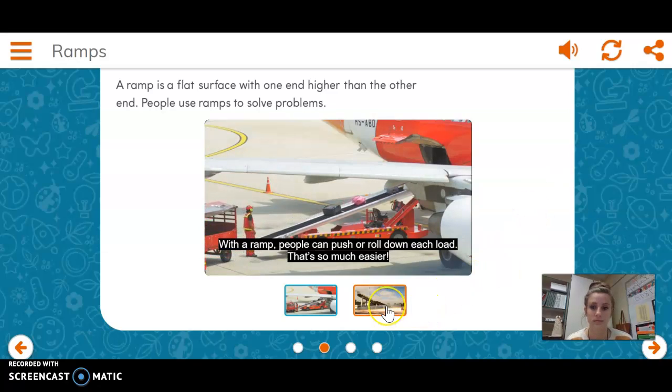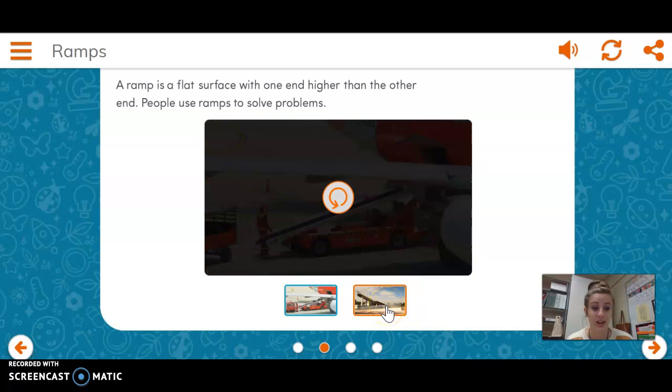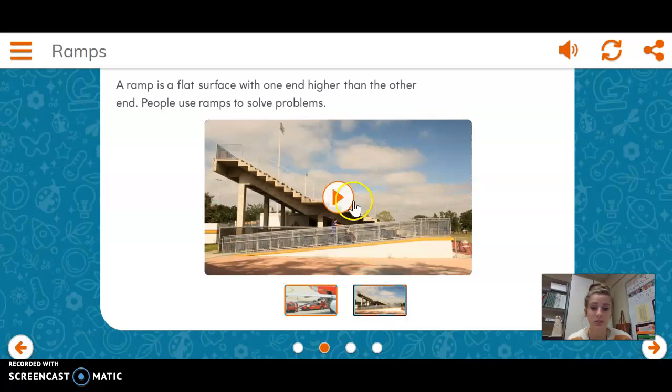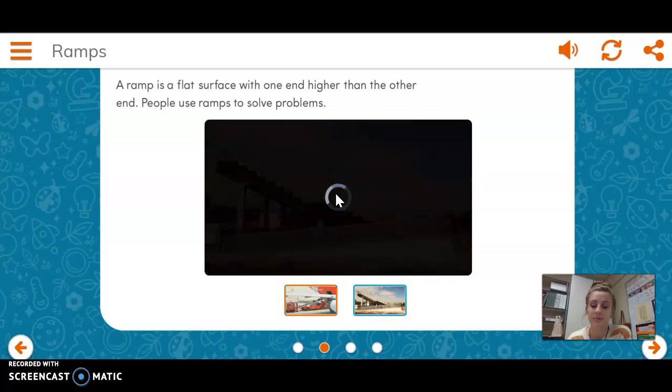That's so much easier. So that video tells us one way that ramps are really helpful, how people use them. Let's look at this video.